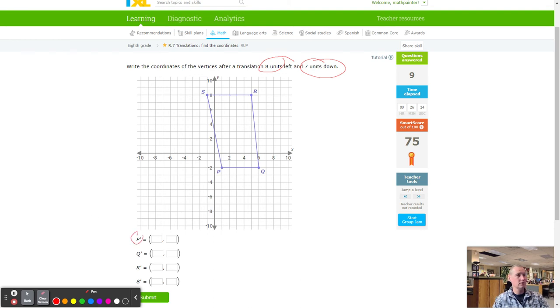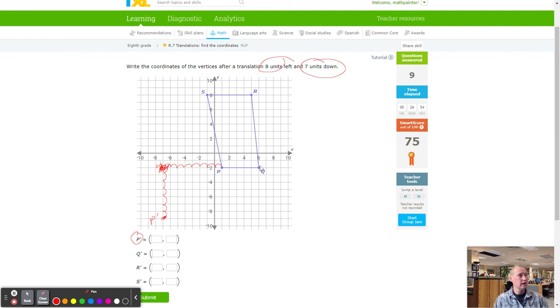So I'm going to start with P first. So P prime, 8 units left. So here we go. 1, 2, 3, 4, 5, 6, 7, 8 lands right here. And down 7. 1, 2, 3, 4, 5, 6, 7. 7's right here. Label P prime. And this right here is not a point because that's just where we turned.